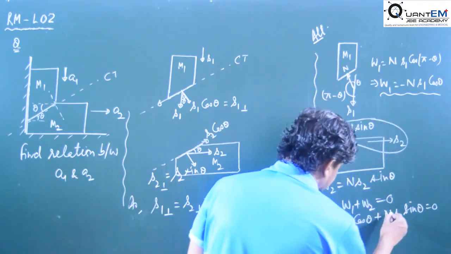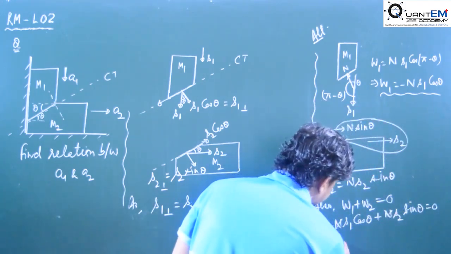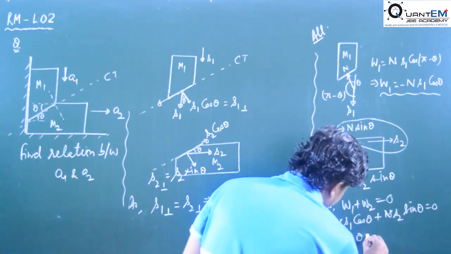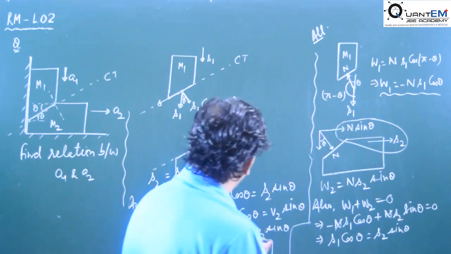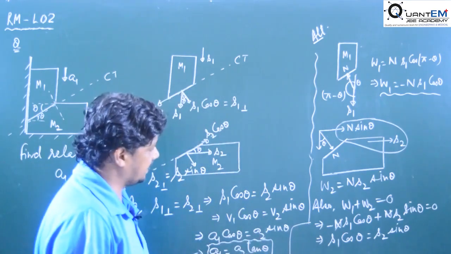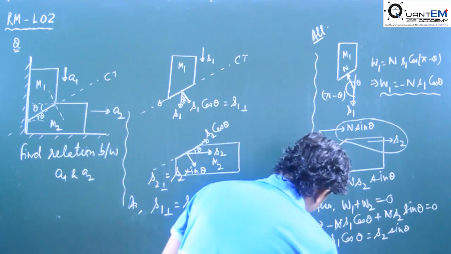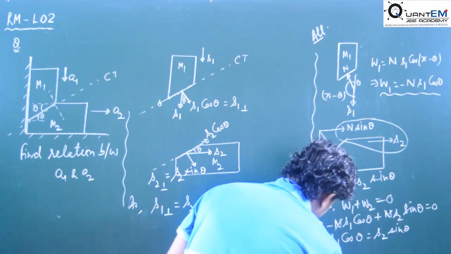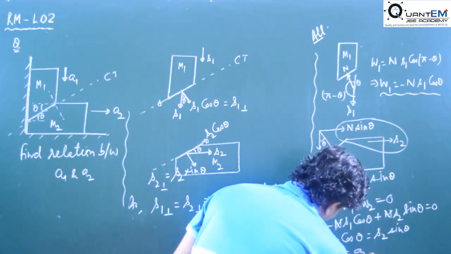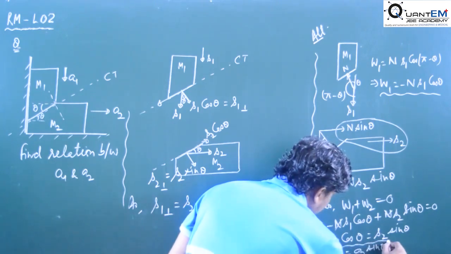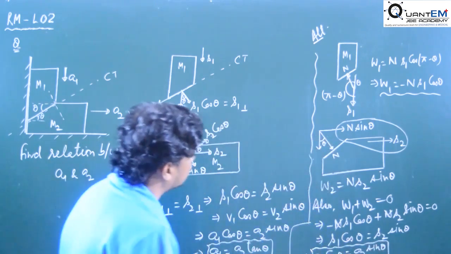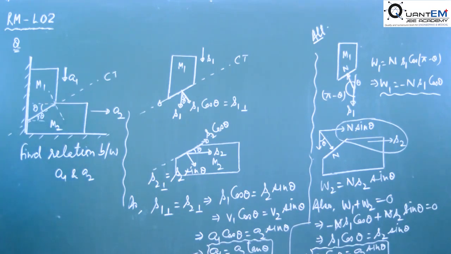N gets cancelled, so we get the result s1 cos theta is equal to s2 sin theta. Again you get v1 cos theta is equal to v2 sin theta, and in this way we get a1 cos theta is equal to a2 sin theta. So you may use both methods to find the relation between the velocities, accelerations, or the displacements.